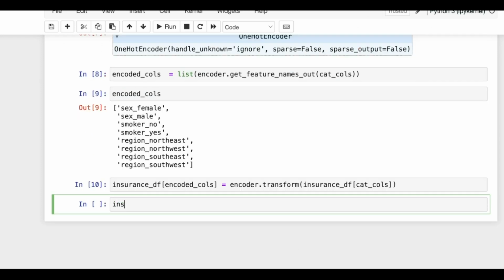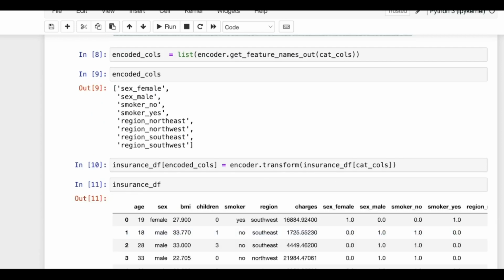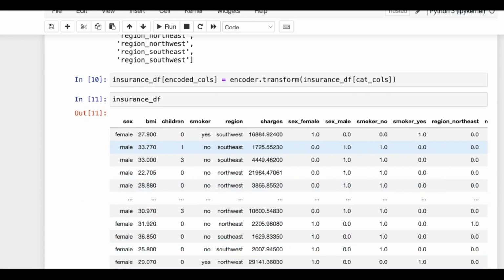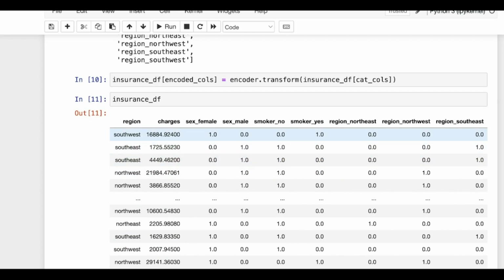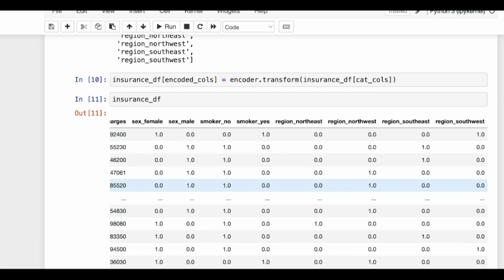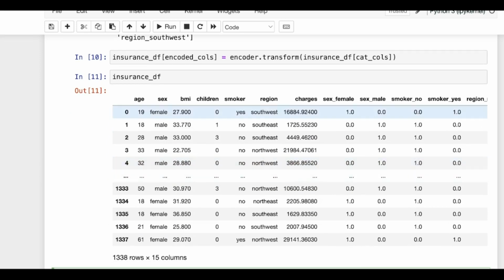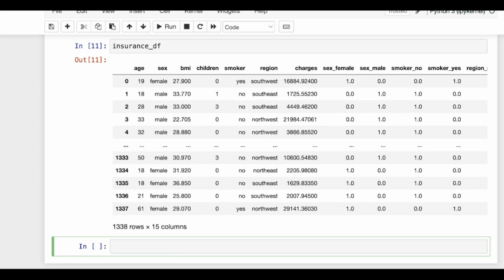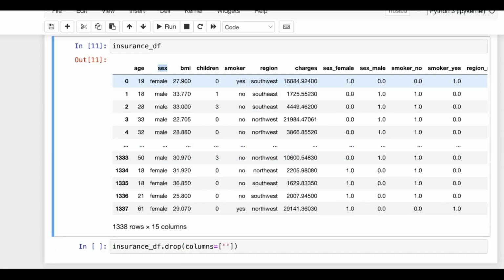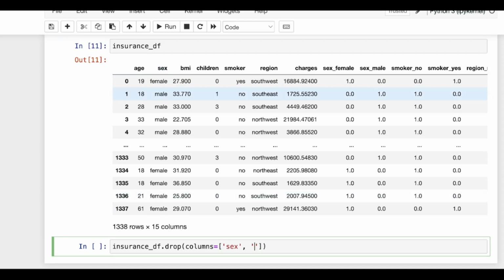Let's check our data frame. So this is the data frame. The new columns are added. Every attribute has turned into a new feature. So now we don't require the original categorical columns, so we'll delete them. We don't require this text column, then smoker and region.